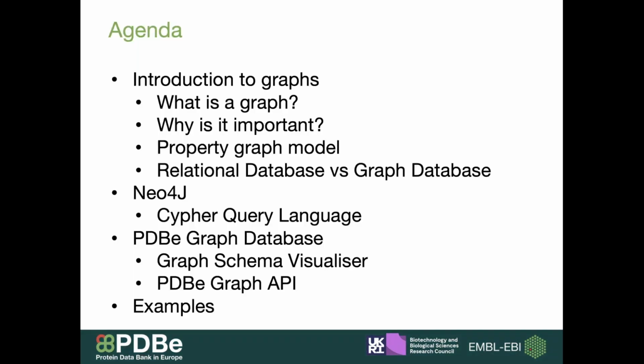So this is the agenda for the session. First, I will start with an introduction on graph and its importance. Then we'll go through the property graph model, which is followed by an illustration of where the relational model and the graph model stand. We'll also discuss Neo4j, which is a graph database developed by Neo4j Technologies. Also, I would like to introduce the Cypher query language, CQL, which is developed by Neo4j to query graph databases.